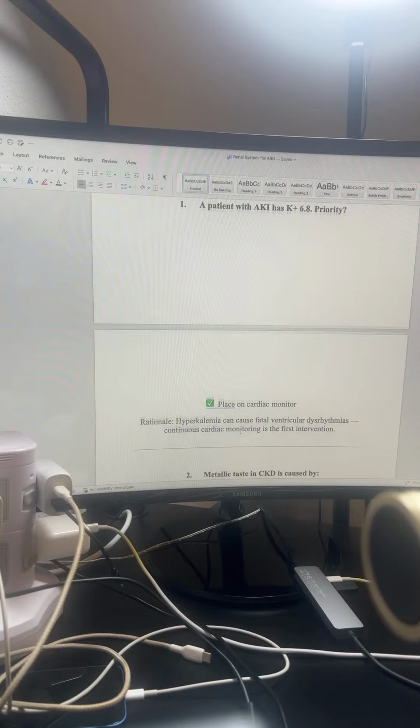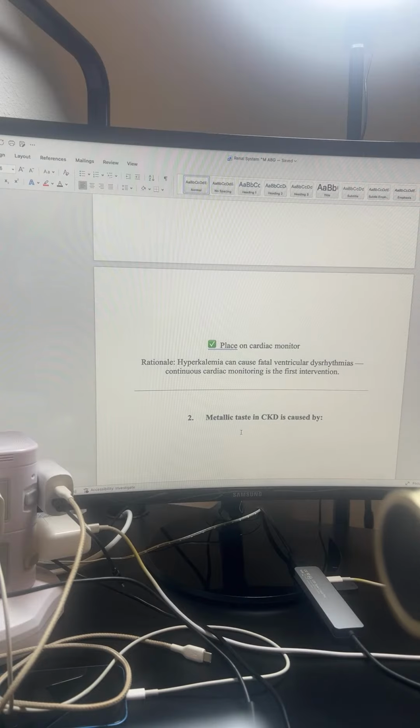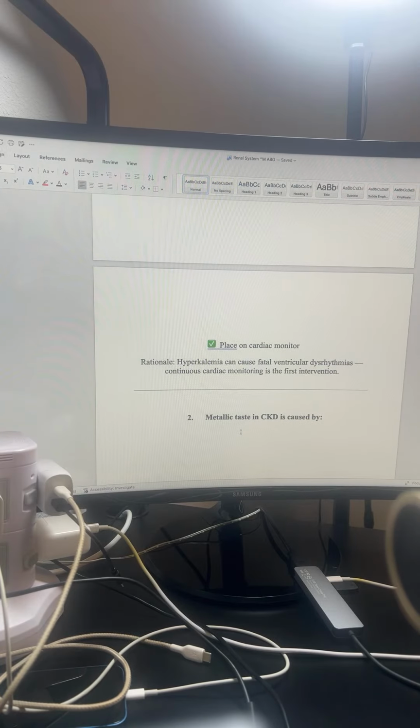Metallic taste in chronic kidney disease is caused by what? Why do we have our patients in chronic kidney disease saying that they have a metallic taste? What is it caused by? Where do they get that metallic taste?